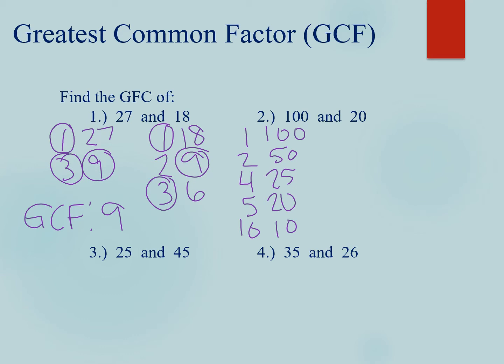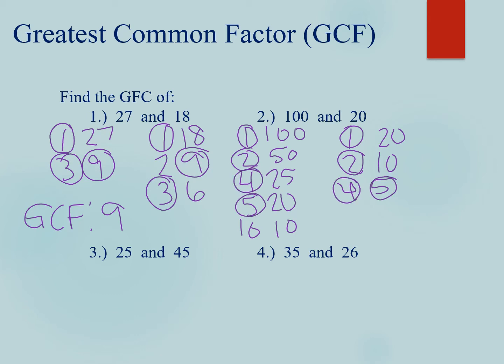Okay, the factors of 20: 1 and 20, 2 and 10, and 4 and 5. Maybe some of you are like, oh, now that I did 100, I see it. But again, if I circle those common factors, they have 1 in common, 2 in common, 4 in common, 5 in common, 10 in common, and they have 20 in common. So they have a lot of common factors, but again, that greatest common factor is 20. That's the biggest.